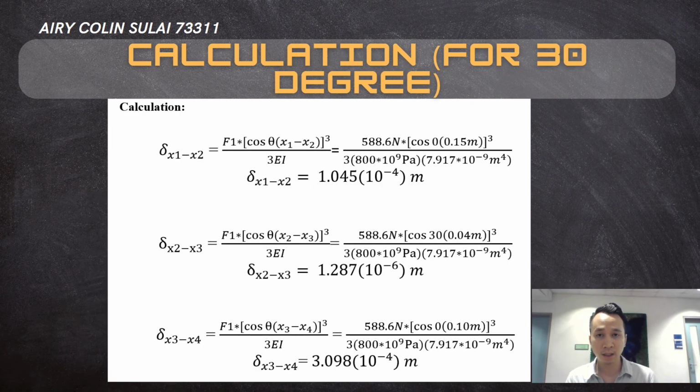And as for the 30 degree sole of the spike shoes, here is the calculation that is involved. Each section shows a different value of deflection. As you can see, the middle part deflects about 1.287 times 10 to the power of negative 6 meter.